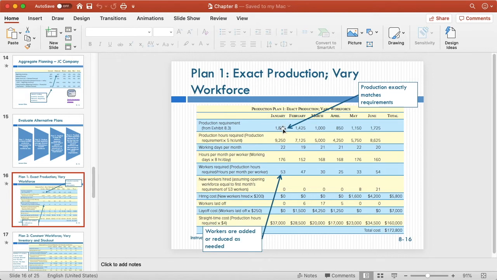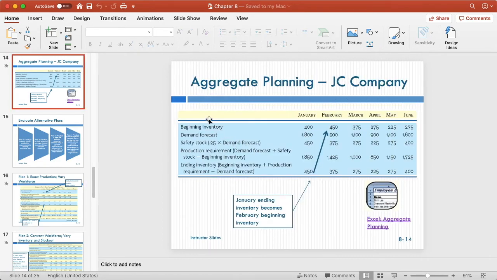The first row is the production requirement. The production requirement in January is basically 1850. How do we get this? Let's look at this. You see, we already calculated this part: the beginning inventory, demand forecast, safety stock, and the production requirement. We already calculated the production requirement for January, right? How to get the production requirement?